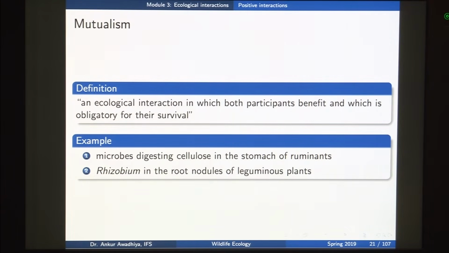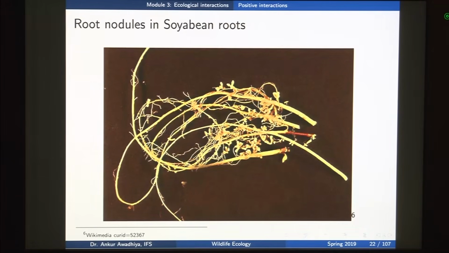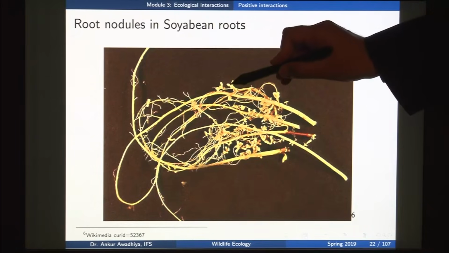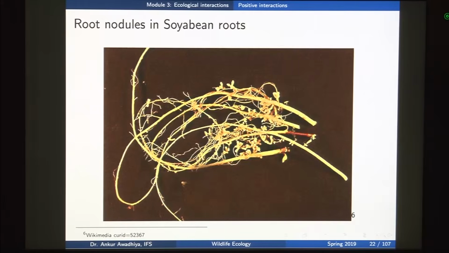And examples are microbes that digest cellulose in the stomachs of ruminants and the bacterium rhizobium in the root nodules of leguminous plants. Now, how does this relationship work? If we look at the root nodules of leguminous plants such as soya beans, so this is the root of soya bean, and here we will find that it has a number of nodule like structures. So, nodules are these small protrusions that have come up on the surface.